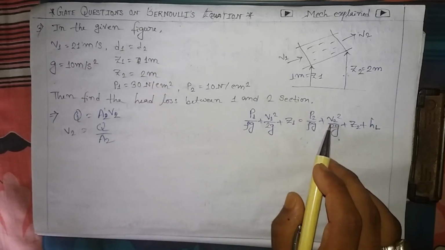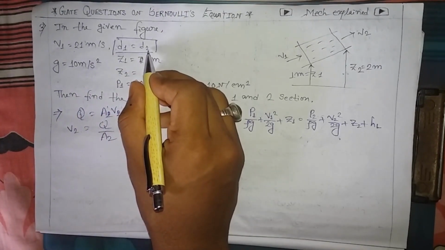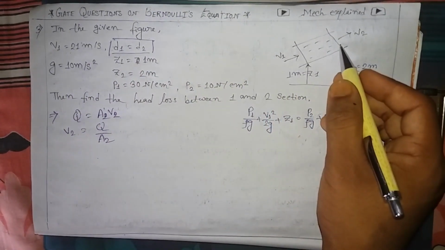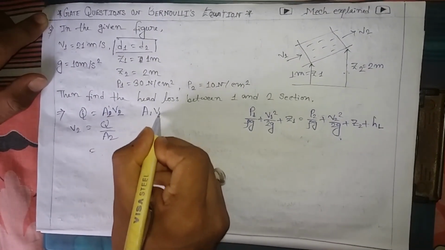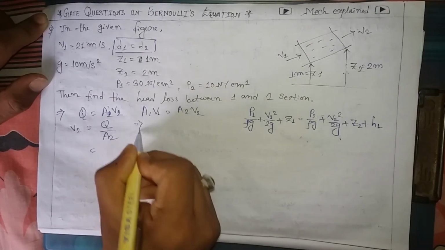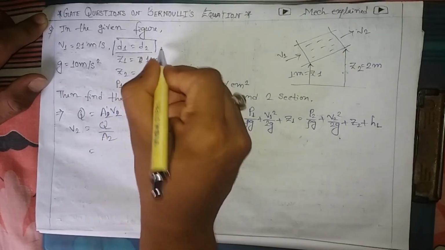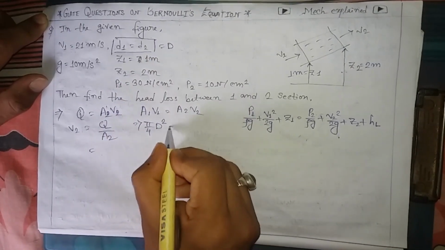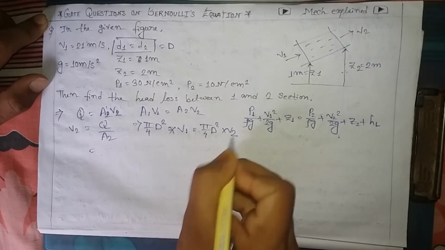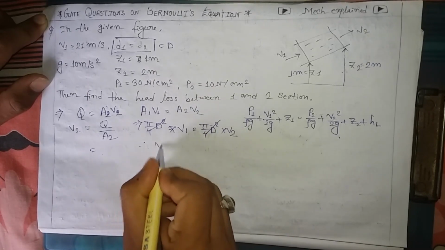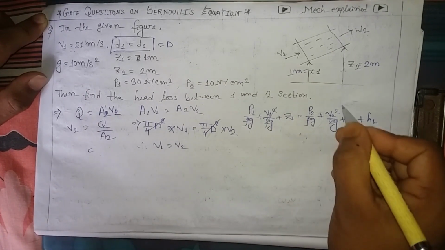But you don't have to find V2 because the diameter at inlet and outlet are the same. If the diameter is the same, then the velocity will also be the same, right? We know the continuity equation, A1 V1 equals A2 V2. A1 is pi by 4, let D1 equals D2, that is big D, into V1 equals pi by 4 D square into V2, right? Then these two terms cancel out. That means V1 equals V2. So you don't have to write V1 and V2 because both will be similar.